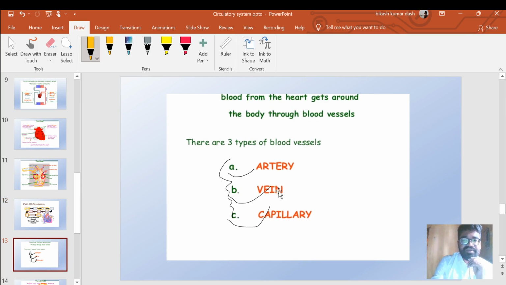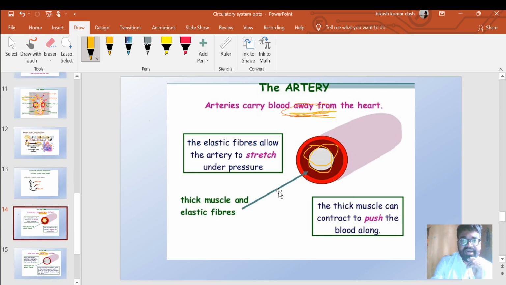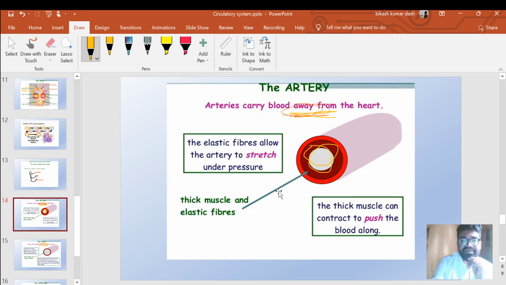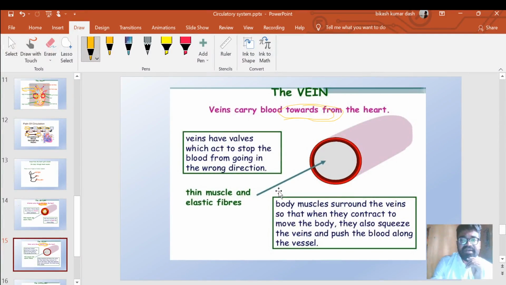Then move to the three blood vessels which carry the blood around the body: artery, vein, and capillary. The artery takes blood away from the heart, and its walls are constituted of thick muscles and fibers which help create pressure and push the blood along. Moving to the vein, its main function is to carry the blood towards the heart. Its walls also consist of thin muscle and elastic fiber, but it has valves which stop the blood from going in the wrong direction.